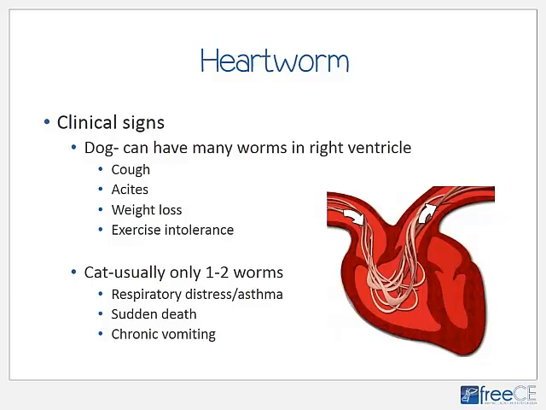In most cases, there are no signs, and the disease is discovered by routine yearly testing. In dogs, which can have many worms in their heart, we can see them cough, have exercise intolerance, weight loss, and fluid retention in the abdomen. Cats have a much smaller worm burden, and the disease presents quite differently. We see signs of vomiting and respiratory distress that is often confused with asthma. Unfortunately for the cat, a not uncommon clinical sign is acute death. I think you can appreciate why disease prevention is so important.